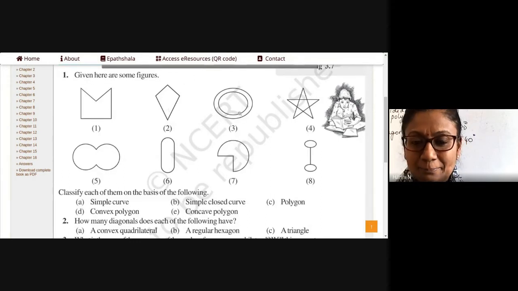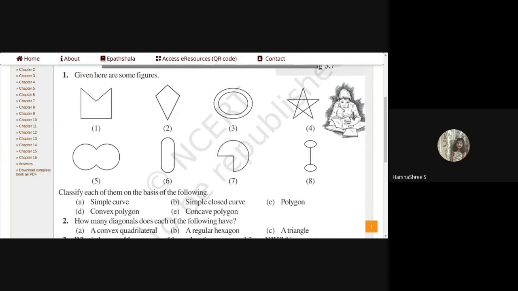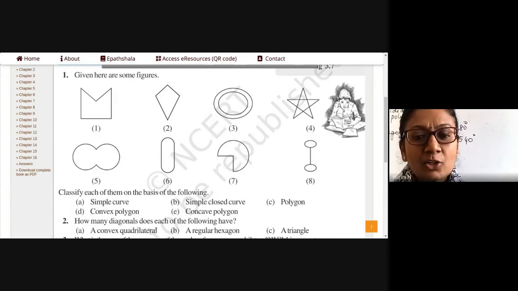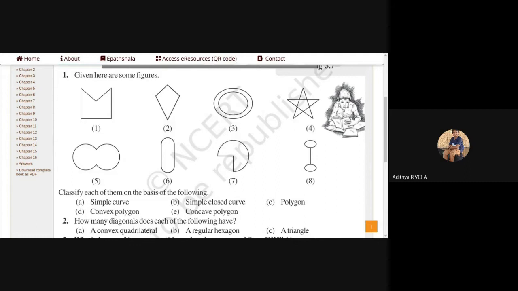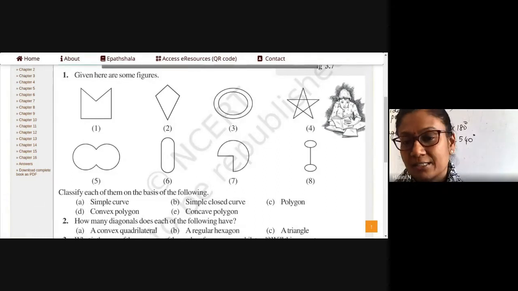Third one. Ma'am, it's not a polygon. But that is not an option here. Simple closed curve, ma'am. Yes, it's a simple closed curve. It is a simple closed curve.